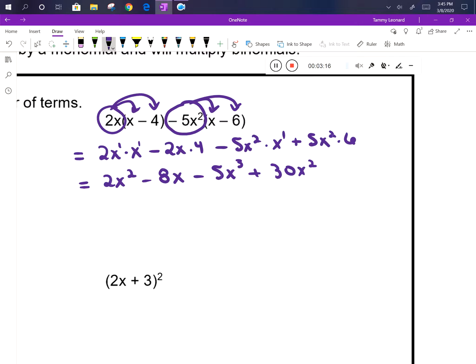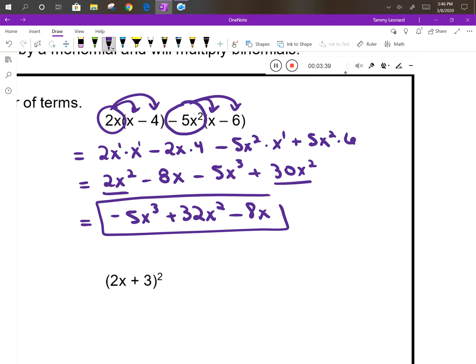Now I need to look and see, can I combine any like terms? Because I can see right away that this is not in standard form. So there are 2 terms with x squareds, but that's not the highest power. The highest power is a 3. So first we're going to have -5x cubed, and then 2 plus 30 is 32, so plus 32x squared, and then minus 8x. That's our simplified form. This thing is cubic because the highest degree is 3, and a trinomial because it has 3 terms.